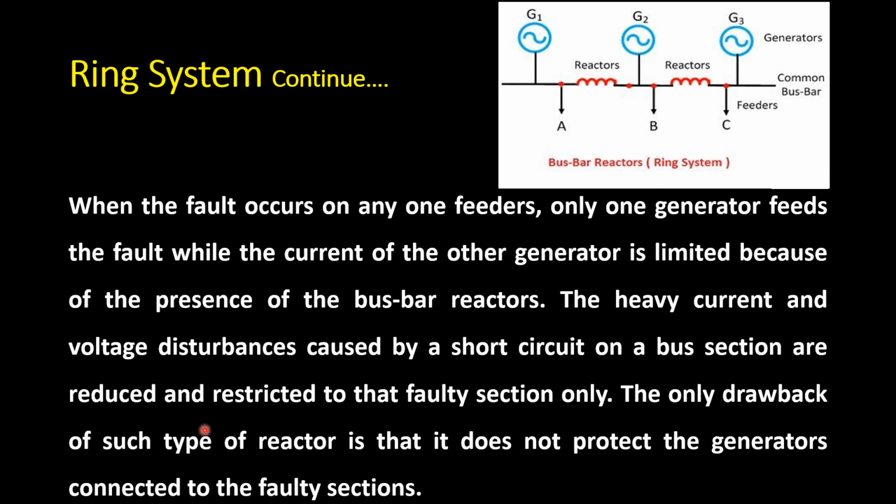The heavy current and voltage disturbance caused by short circuit on bus section are reduced and restricted to that faulty section only. The only drawback of such type of reactor is that it does not protect the generators connected to the faulty section. So the main drawback of this system is we are not getting generator protection.